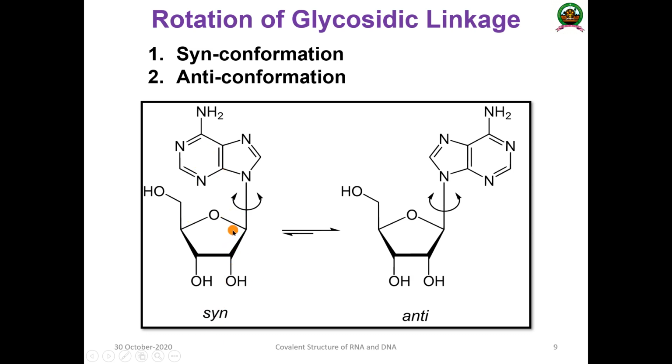So this is the sugar and this is the nitrogenous base. Both of them are in the same orientation and on the same side, one below the other. That is known as syn conformation. But what will happen if this bond is rotated? Imagine this will rotate and turn from this angle and go to the other side. The rotation will be like this.